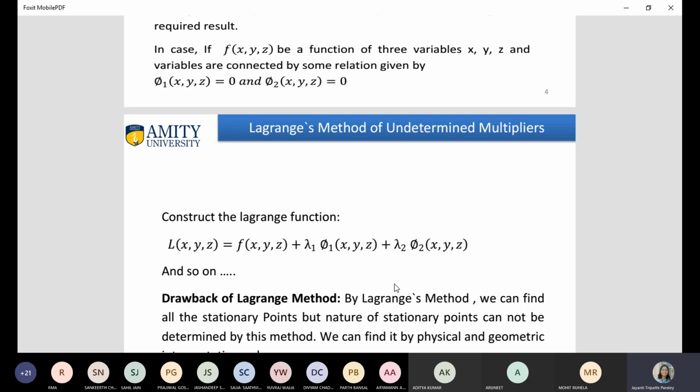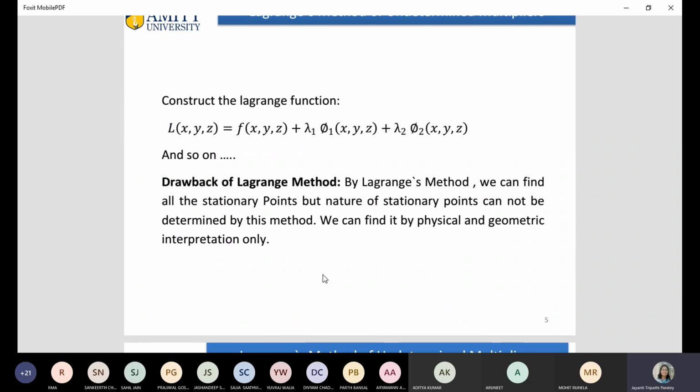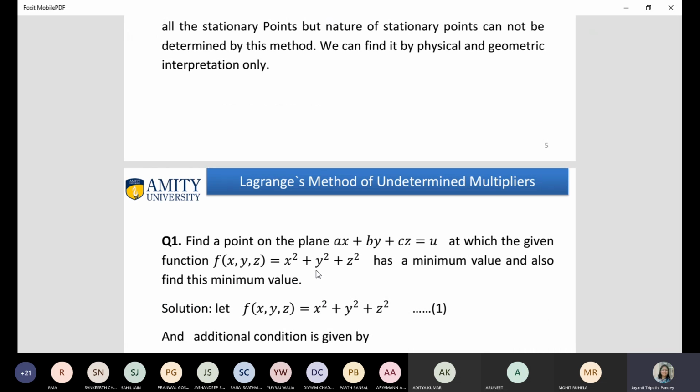Okay. Now this is the process, but there is one very strong drawback of Lagrange's method. Lagrange's method gives us a stationary value, but it doesn't tell us which kind of stationary value we are going to find. That means, is it minima or is it maxima or what? So generally, what is asked, we assume it is that. Okay, I'll tell you what it means.